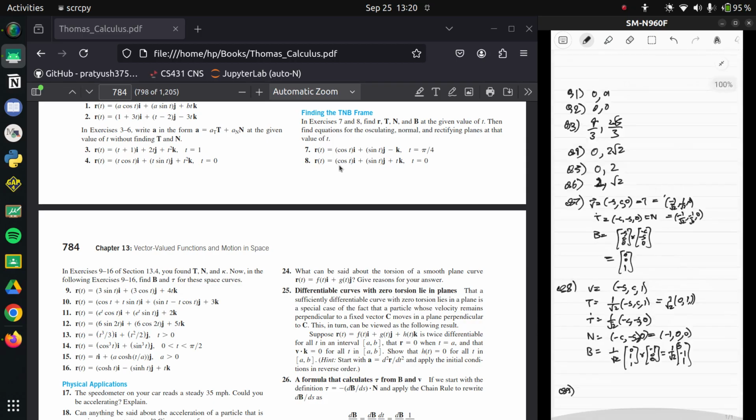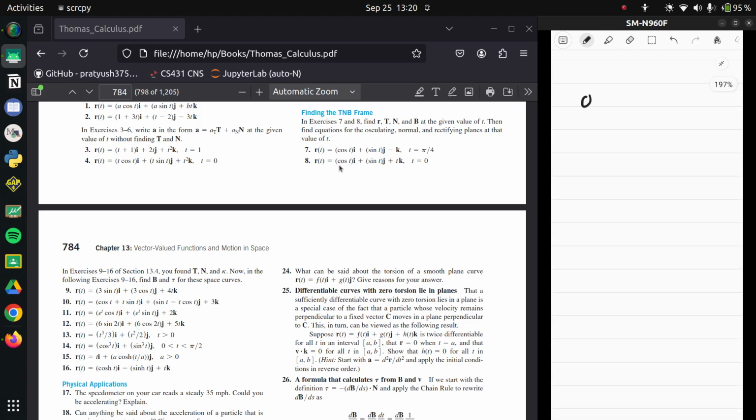Question 9 is, so I need more space on it. Question number 9 is, okay, now you want to find T, N, kappa. It says 13 to 14. What 13 to 14? Oh, okay, section 13.4. Sure. Now in these exercises, you want to find B and tau for these space curves. So the binormal vector and the tau thing. So you can actually just do the whole thing again, I suppose, because they are thinking that we already had T and N, so now you can do these, but it doesn't really matter. Let's do it straight up.